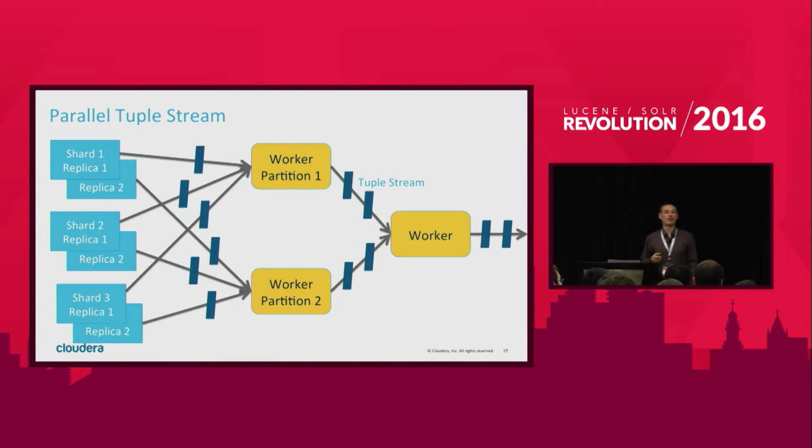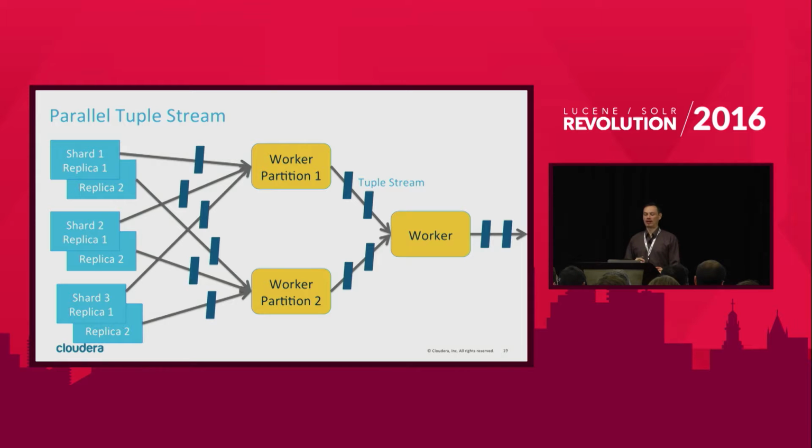Now the parallel tuple stream is where things get really interesting. This is where it starts looking more like MapReduce, and where it really provides the ability to scale this stuff. The parallel tuple stream wraps another tuple stream, parallelizes it, and introduces another layer of workers in between.